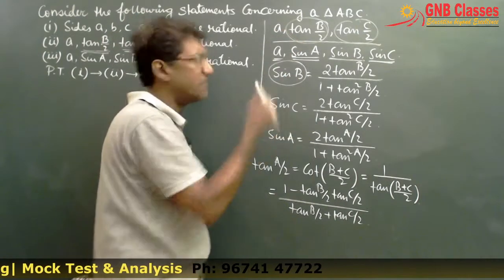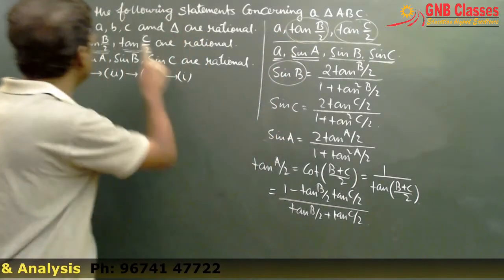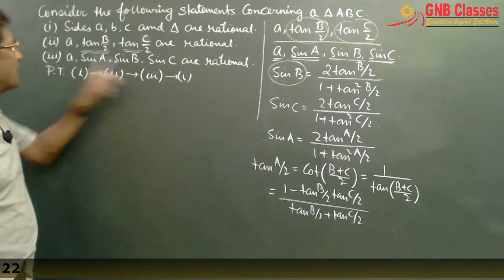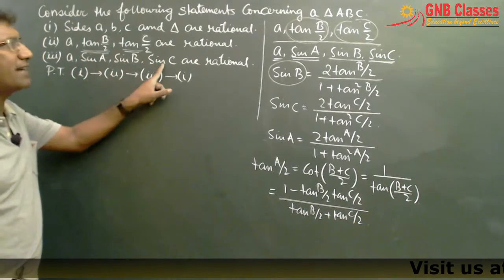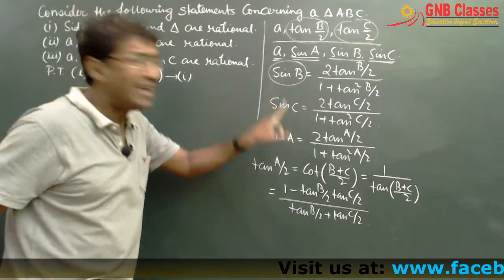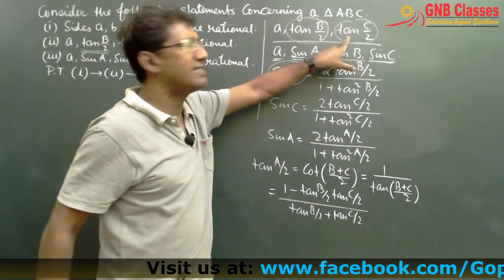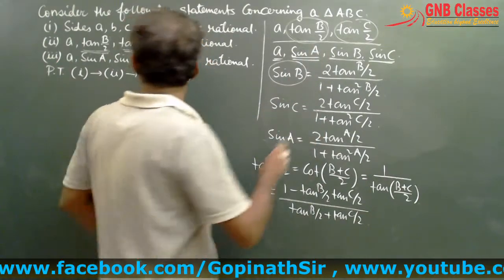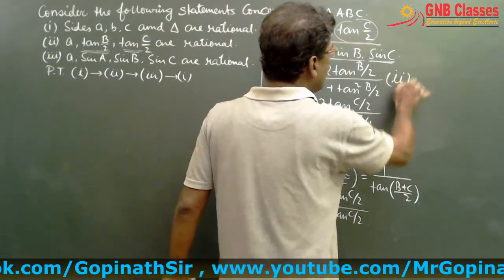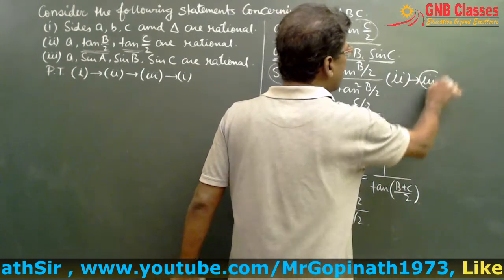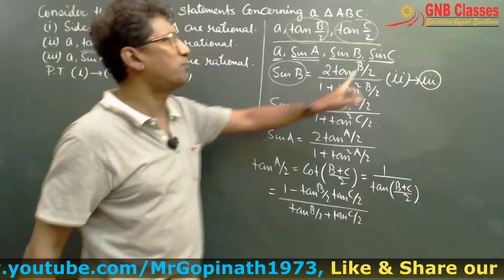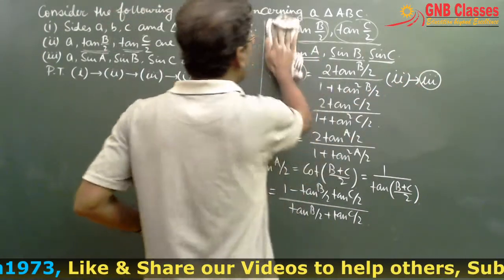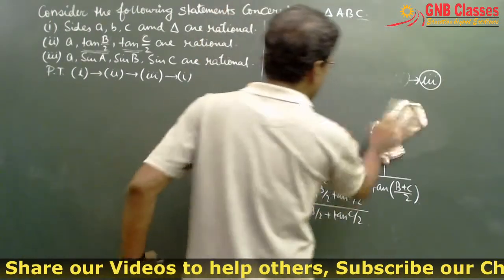Sine B and sine C are rational, as already given in statement 2. Is it clear now? So statement 3, that sine A, sine B, sine C are rational, we have proved with the help of tan B by 2 and tan C by 2 being rational. That is, 2 implies 3. First, we have proved that 1 implies 2. Second, we have proved 2 implies 3. Now our task is to prove that 3 implies 1. That is the last part of the question.